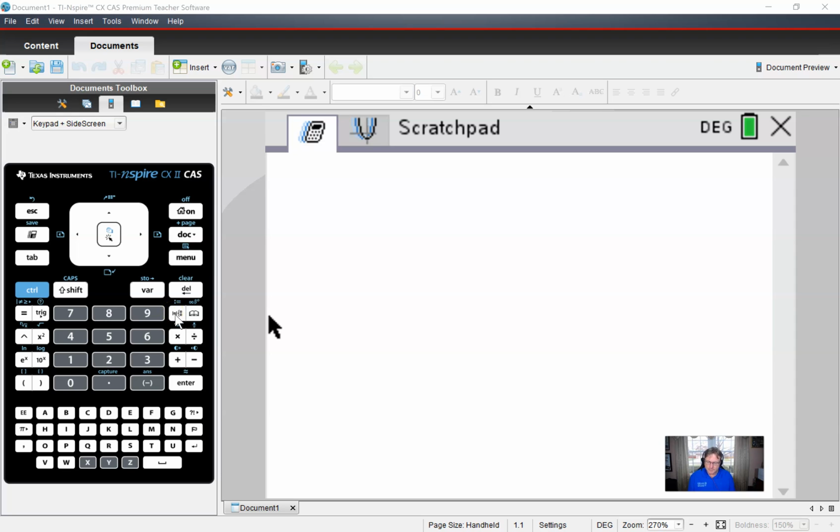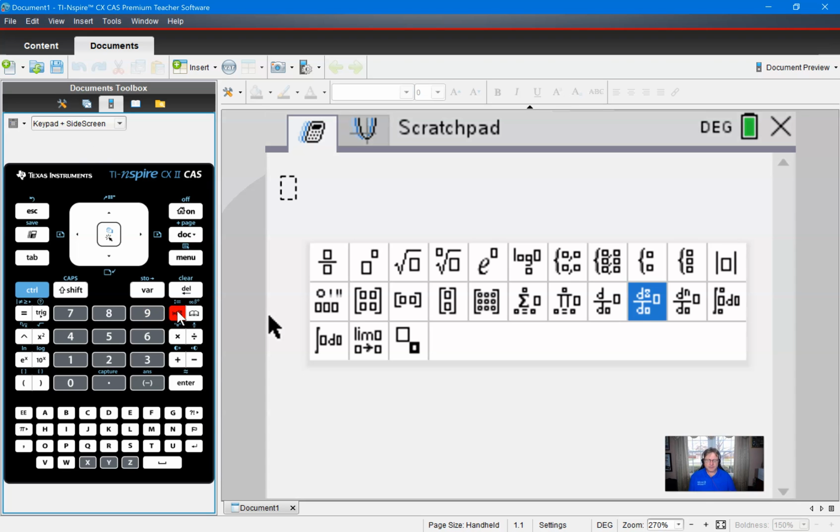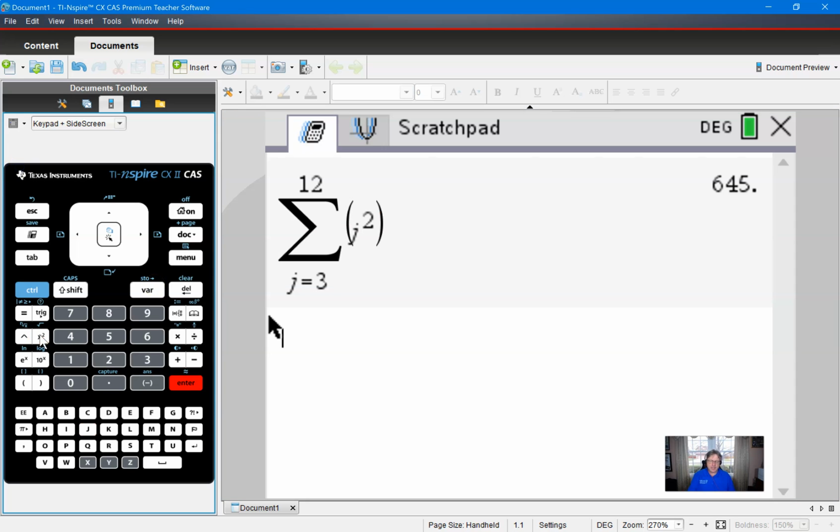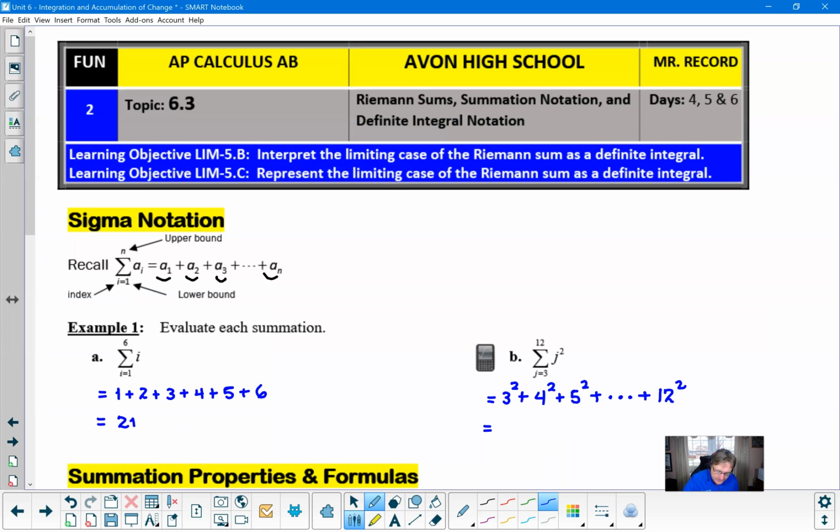So you would hit this button next to the number 9. That's probably the quickest way to access this math template. And right about here in the middle of that second row, you see a nice summation symbol. When you hit enter, it basically is pretty self-explanatory. Fill in the missing fields with what you need to use for this problem to replicate it. j is going to run from 3 to 12. You're going to square j. And like I said before, the calculator is going to do all the work for you. You can't beat that. So you get 645.